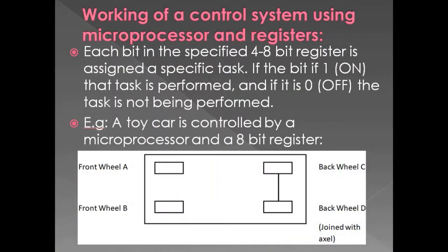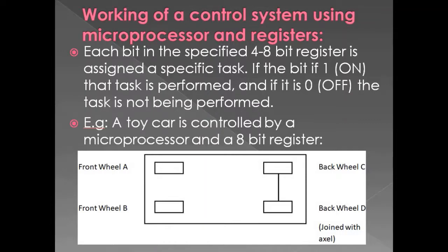Now this is something which was there in the old syllabus, and they have not specifically declared it as out of the syllabus for the new one. So we are going to solve it. Working of a control system using a microprocessor and registers. What happens is that you are given a register. A register is simply a memory space that can have 4, 6 or 8 bits. Registers are used to store commands in order to operate something such as a vacuum cleaner, a toy car, or a toy remote control aeroplane, and so on.